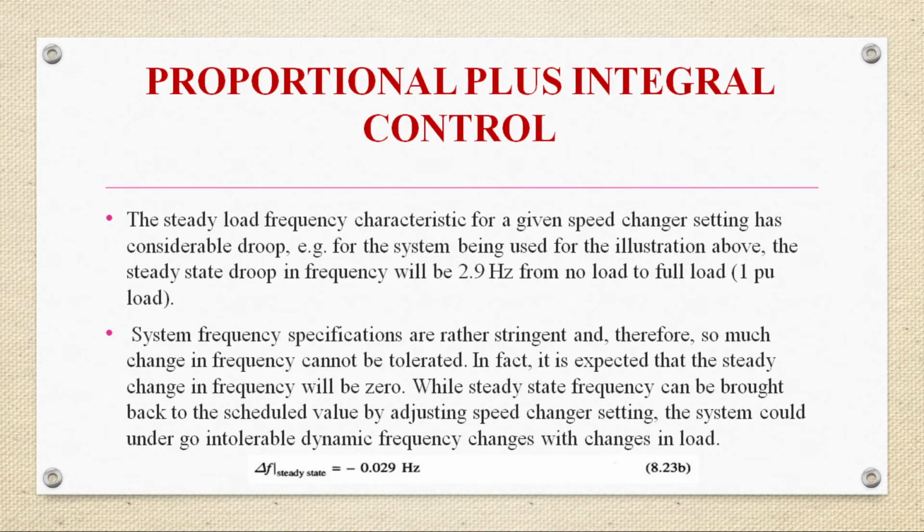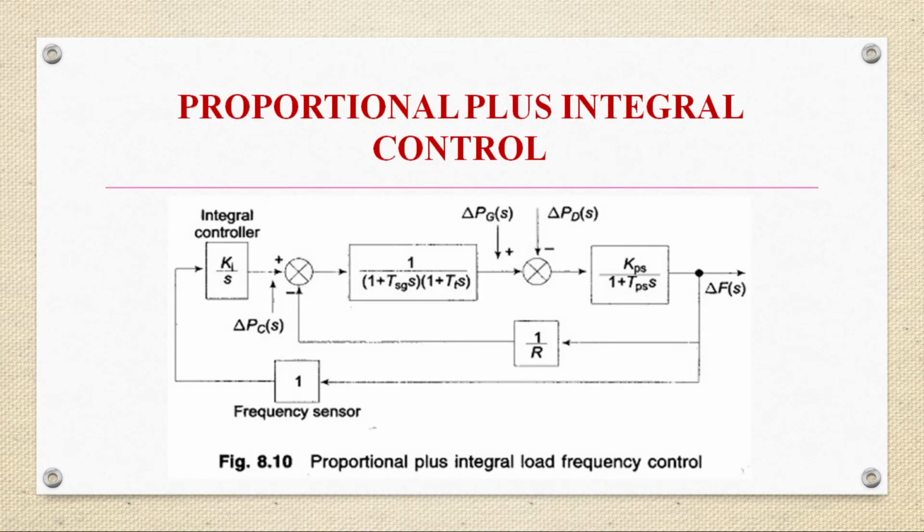So the speed changer setting will be adjusted automatically by monitoring the frequency changes. What we are doing here is that a signal delta F will be fed through an integrator to the speed changer. In proportional plus integral control, we are giving a feedback of delta F through an integrator to the speed changer, resulting in a block diagram like this.